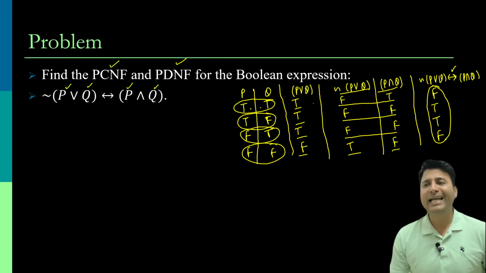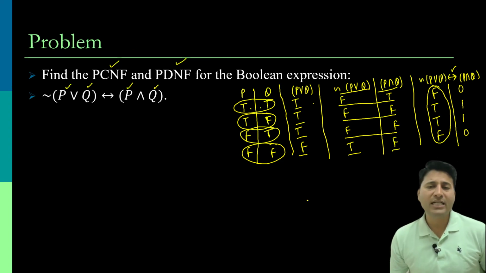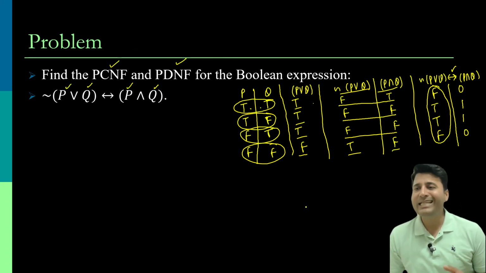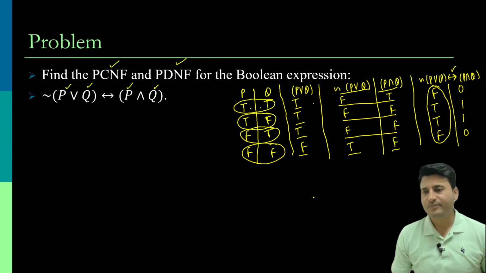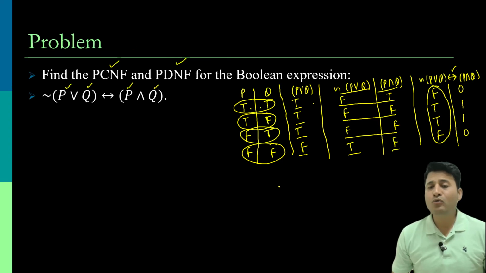In place of T and F, we can use 1 and 0 also. So F means 0 and T means 1. It is your convenience whether you use T and F or 1 and 0. Now, how to write principal DNF and then how to write principal CNF.